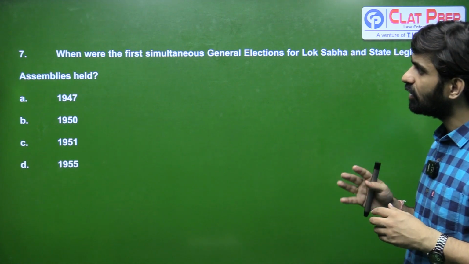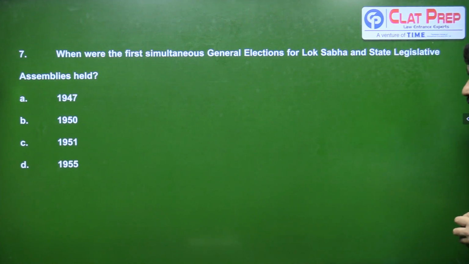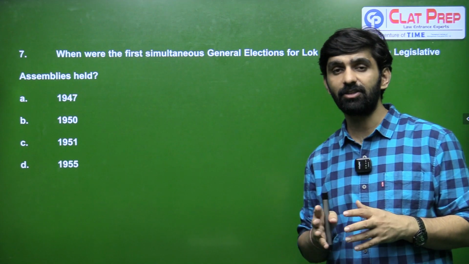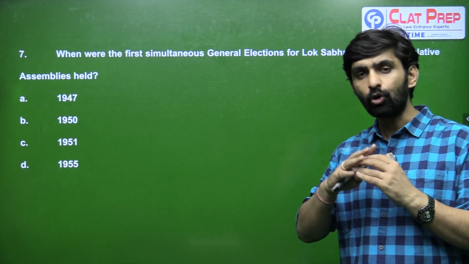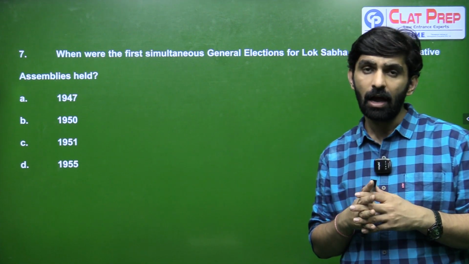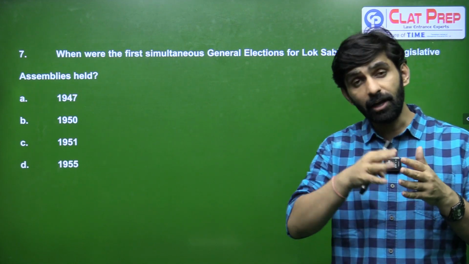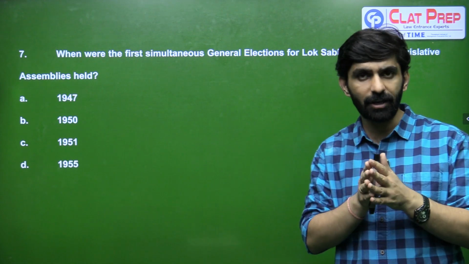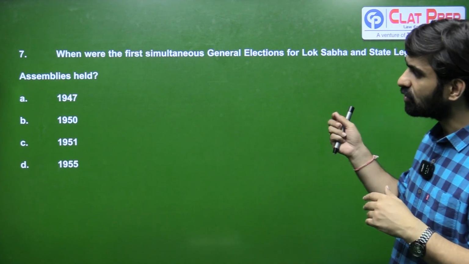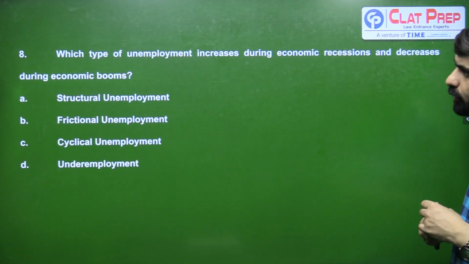Next question, when was the first simultaneous general election for Lok Sabha and state assemblies held? So the first ever general elections which took place in India after we became a republic took place in 1951-52, and that election was the first simultaneous election also, in which the elections for the Lok Sabha as well as the Legislative Assemblies took place simultaneously. So seventh answer is C, 1951-52.